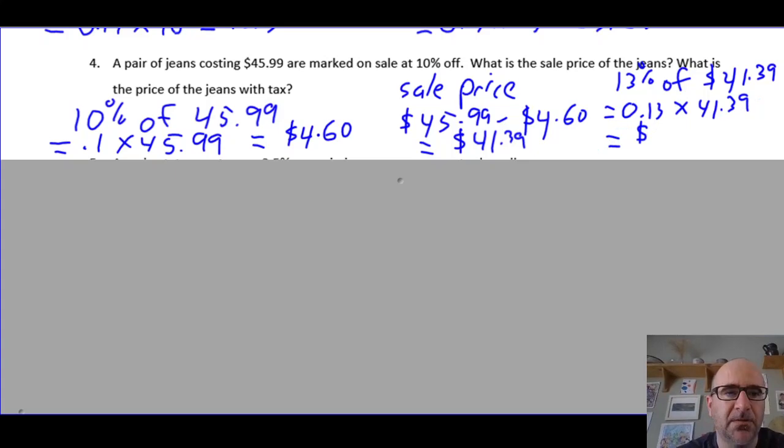Just $5.38. Okay, so adding $5.38 to $41.39 gives you the total with tax. Sorry, I'm kind of running out of room in this example here. It gives you the total and answers the whole question.